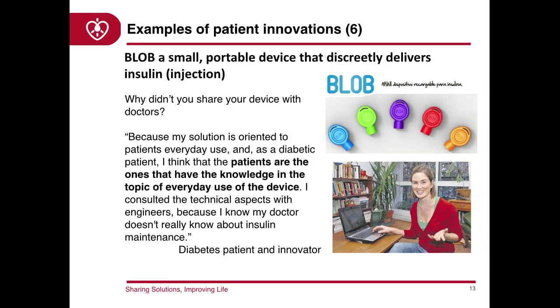The stories never end. We actually collected 100 of those examples before we actually did something about it. Another example, right? Another solution developed by a diabetes patient, in which she says that patients are the ones that have the knowledge in the topic of everyday use of the device. Of course, they don't have the scientific knowledge of scientists or the practice of medical doctors, but they have the knowledge of everyday using and dealing with a disease.